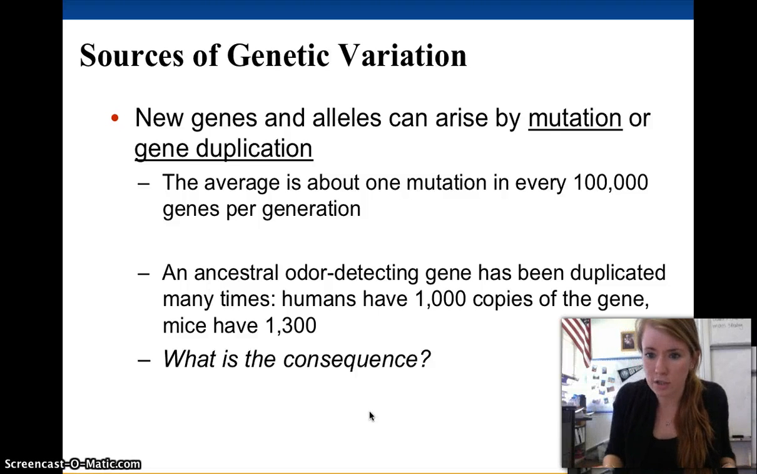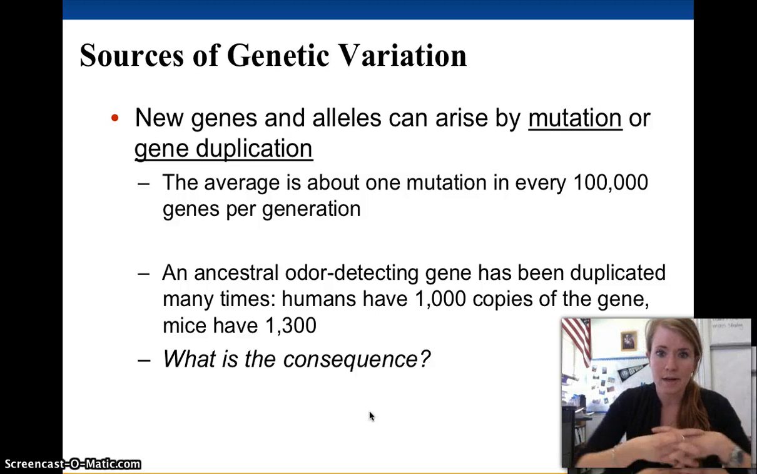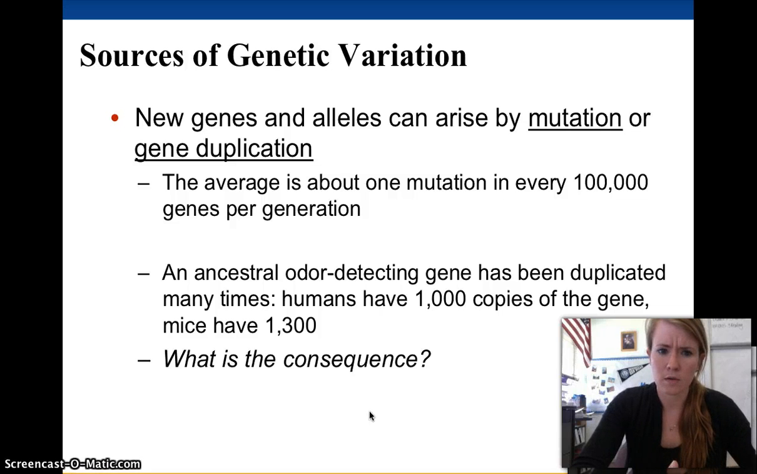So the sources for new genetic variation. How do we get genetic variation? Where does this come from? In your textbook, there's a lot more reasons than on here. The first one is formation of new alleles. New alleles can be made through a mutation. And like it says, the average is about one mutation in every 100,000 genes per generation.